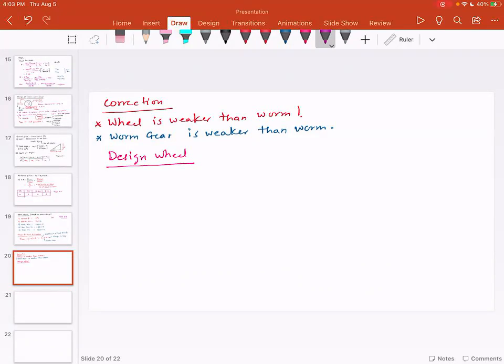And step 1 is, again, we are going to use the beam strength equation. WT is equal to sigma O multiplied by CV multiplied by the face width times pi times M multiplied by Y. And if you think about the wheel design, it is similar to spur gear design.